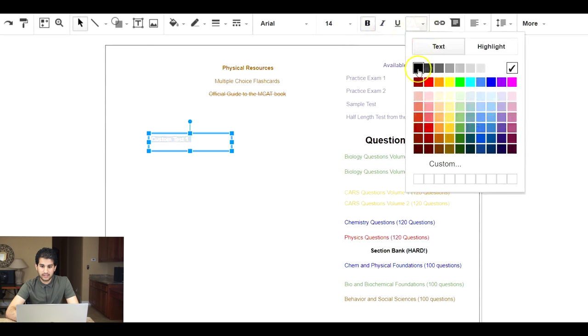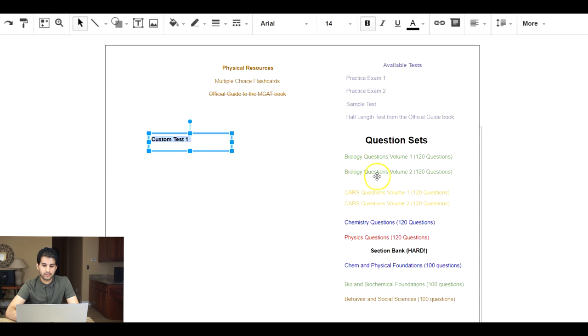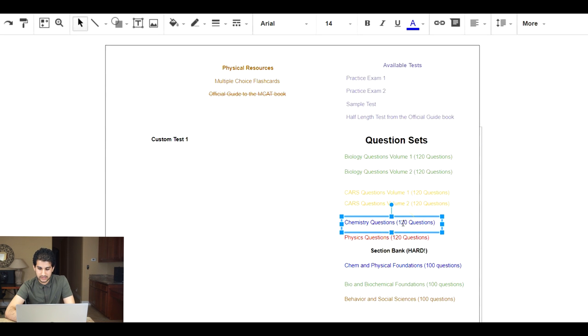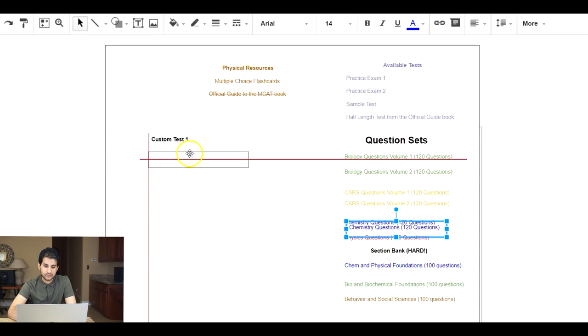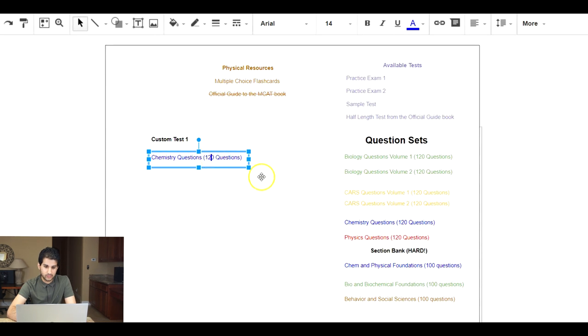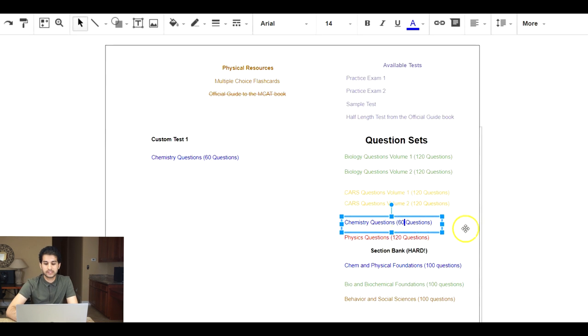So let's start making custom test one. What we want to do to make custom test one is take 60 chemistry questions. So here are the chemistry questions. We want to take 60 of them from this question set. So we're only taking 60, not the full 120. So we're only taking half. So that leaves us with 60 chemistry questions here.